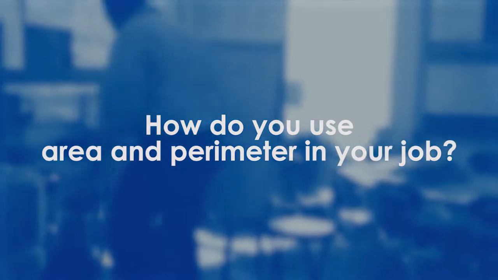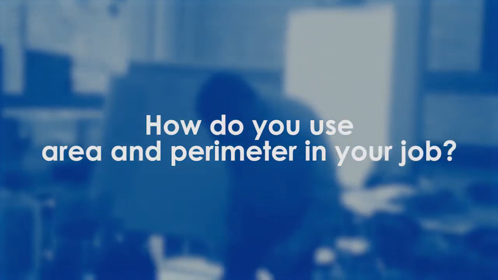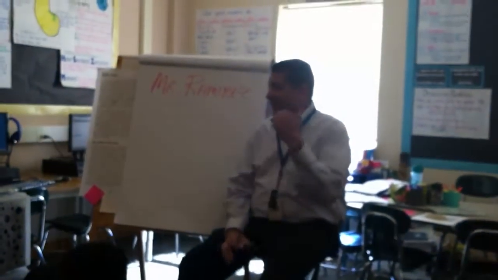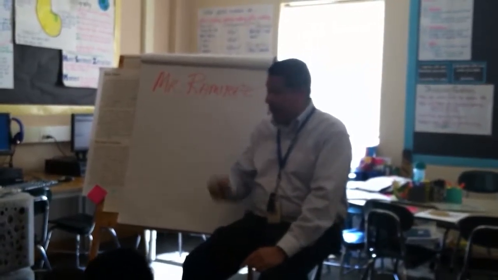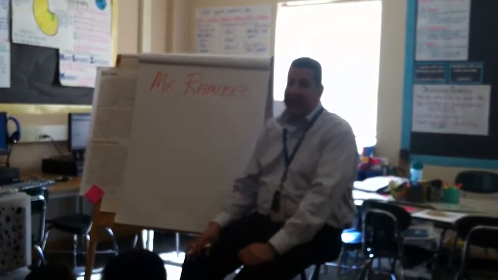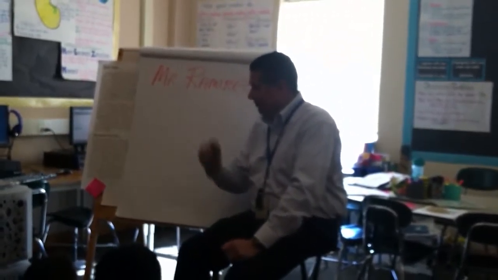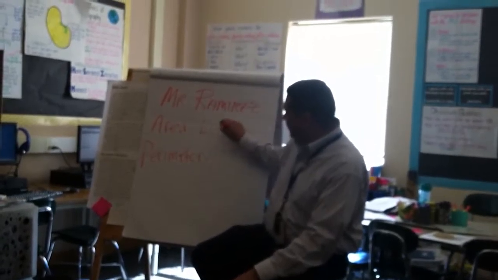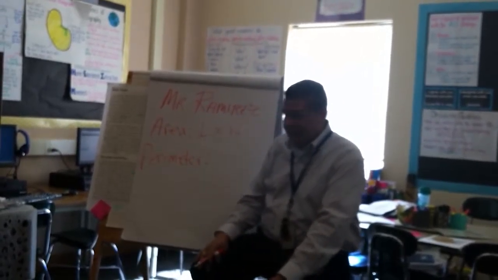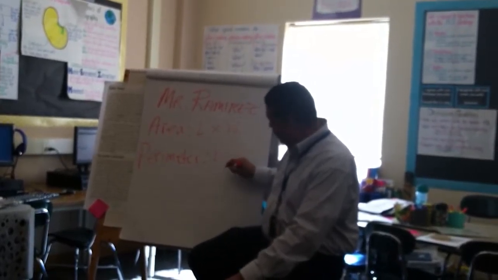How do you use area and perimeter in your job? That is a very good question. Depending on whether I paint the outside or the inside, it depends on how much paint I'll need and how much I need to charge the person who needs me to paint. So area and perimeter, I'm here to teach you how I use that. This is length times width. So perimeter is what? Length plus width?